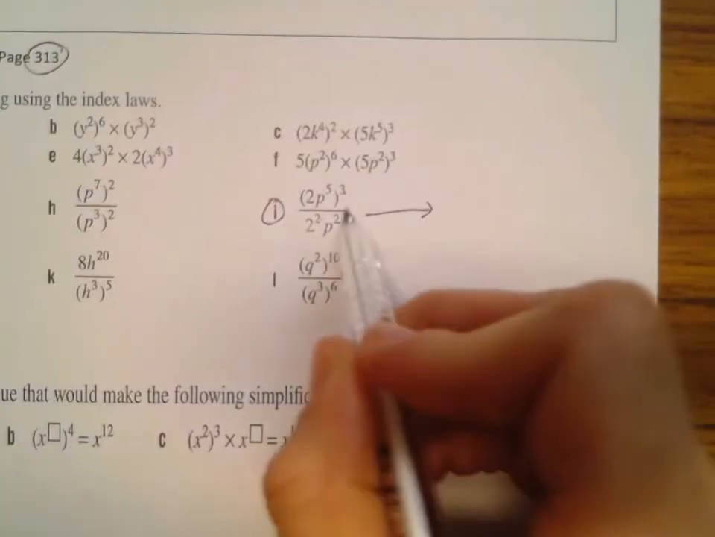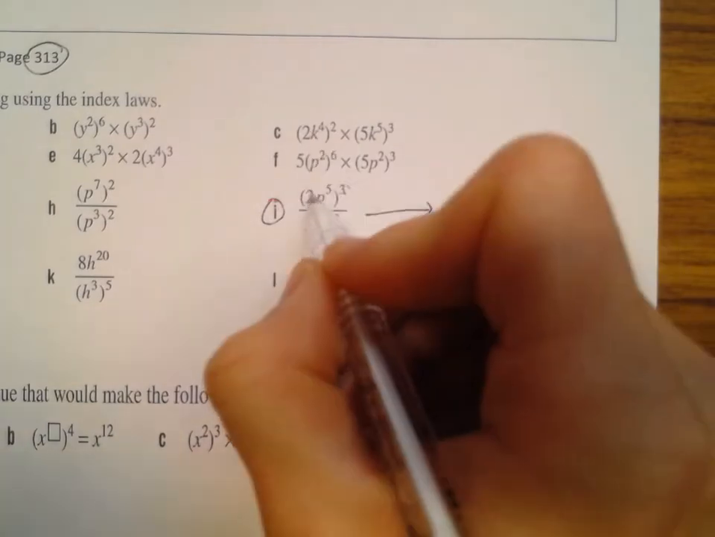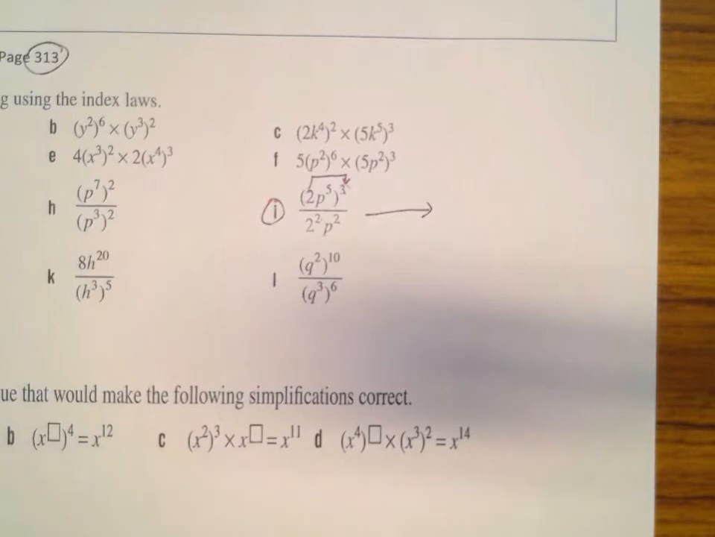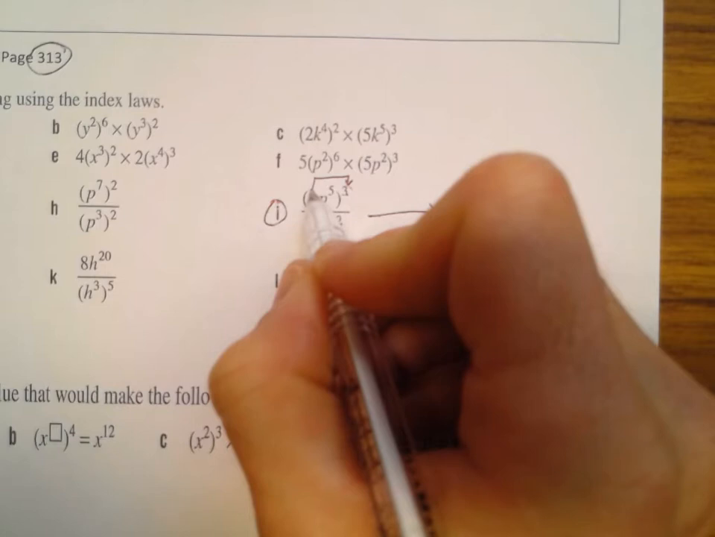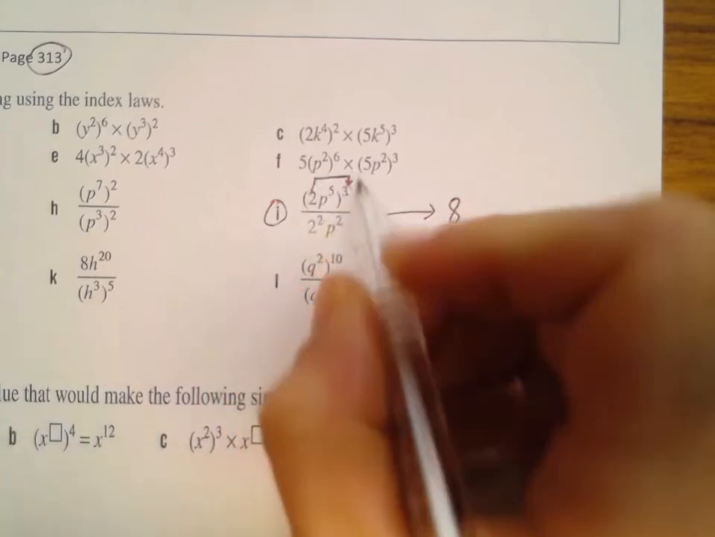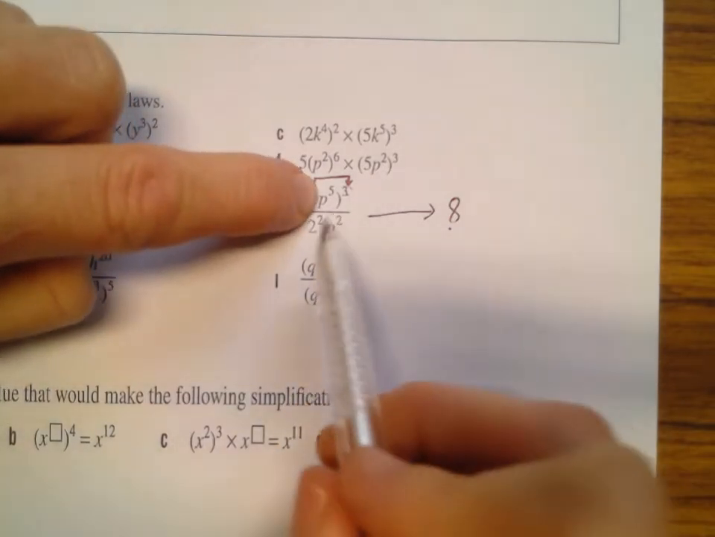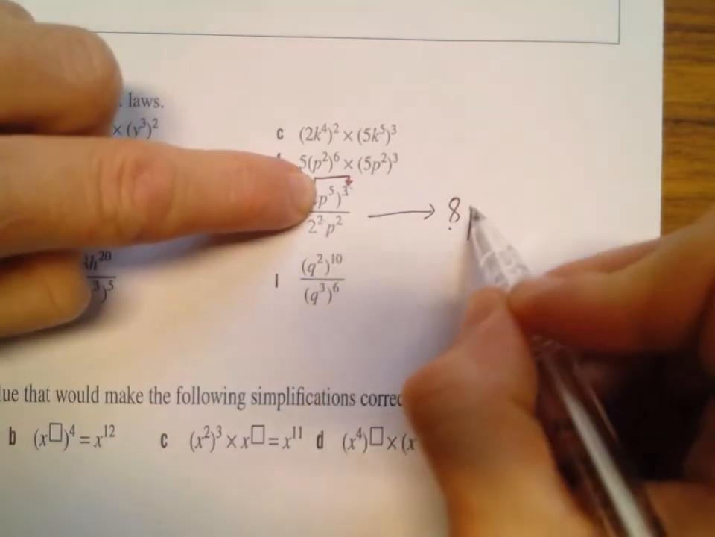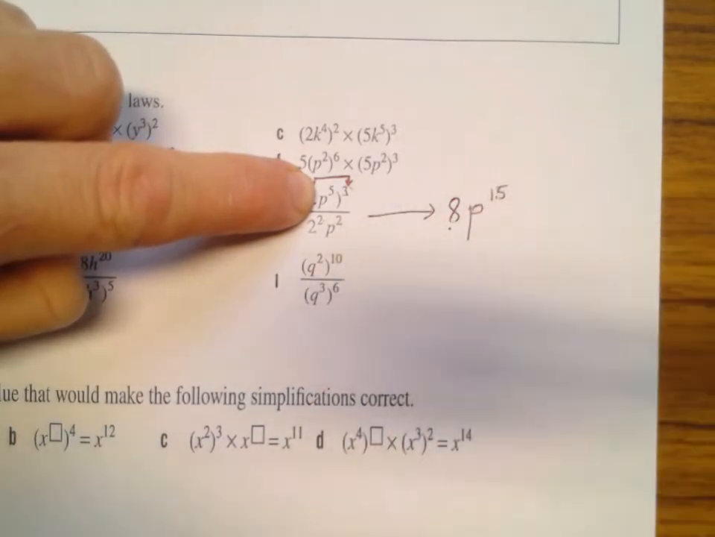Okay, let's simplify our numerator. Anything inside the bracket is affected by the power. So 2 to the power of 3 is 2 times 2 times 2. 2 times 2 is 4 times 2 is 8. So 2 to the power of 3 gives us 8. So we've sorted out that 2. Now we've got the index law 3 happening, where we keep the base and multiply the indices. 5 times 3 is 15.